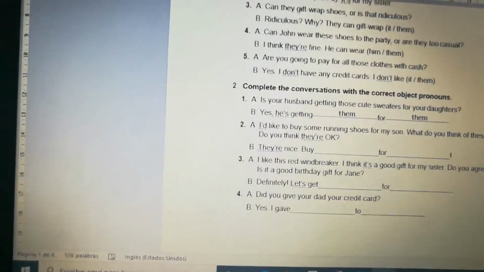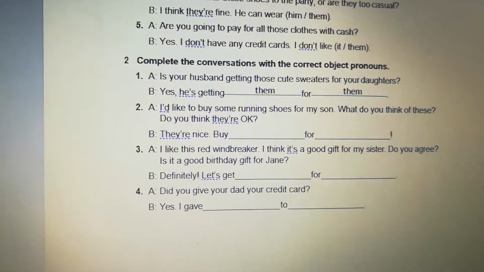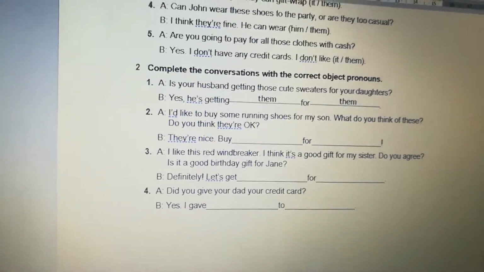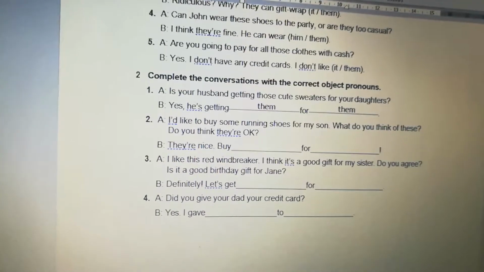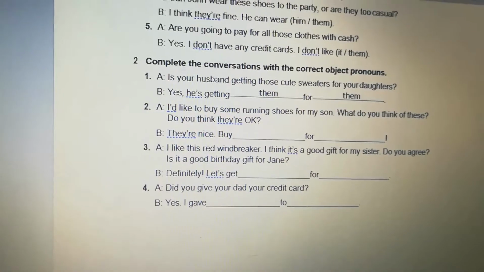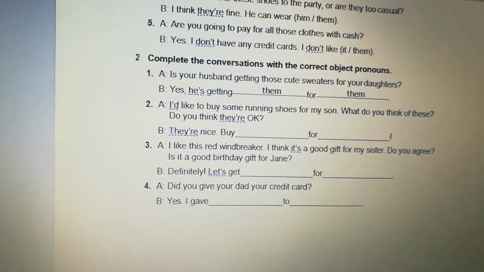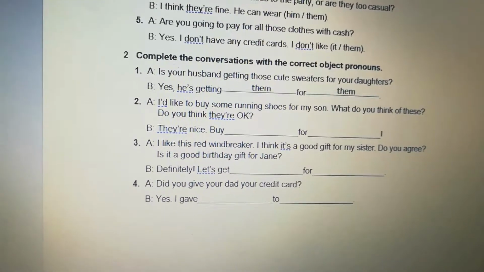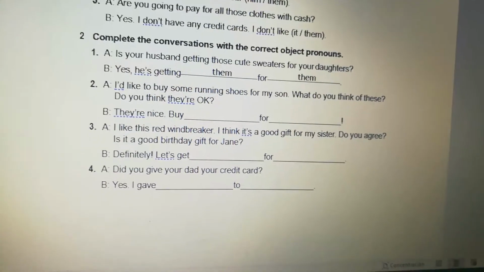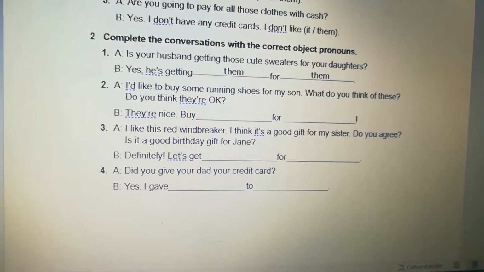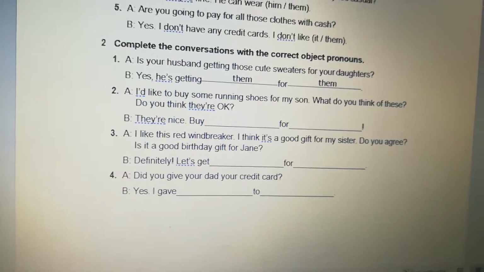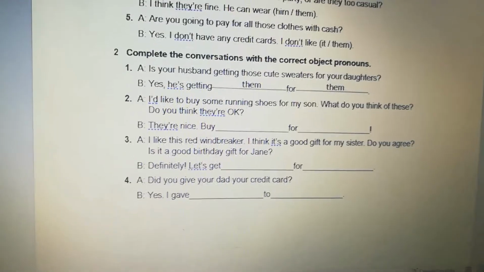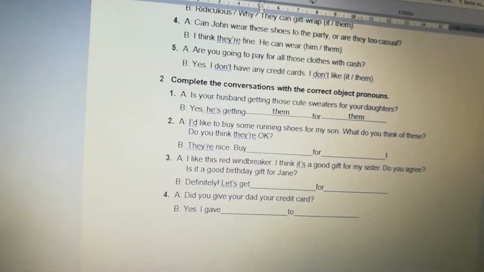In exercise 2, complete the conversation with the correct object pronouns. And you have an example in number 1. Is your husband getting those cute sweaters for your daughters? Yes, he's getting them for them. Okay? In number 2, I like to buy some running shoes for my son. What do you think of this? Do you think they are okay? They are nice. And you need to complete with the correct object pronouns. Okay? So this is exercise 1 and exercise 2.